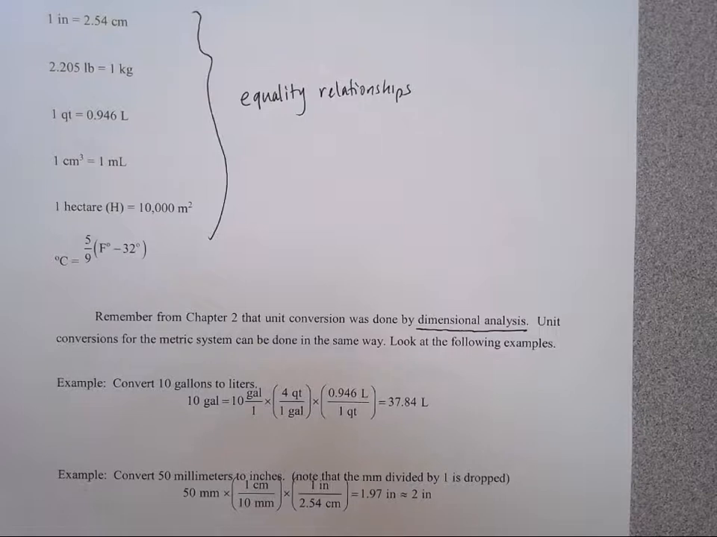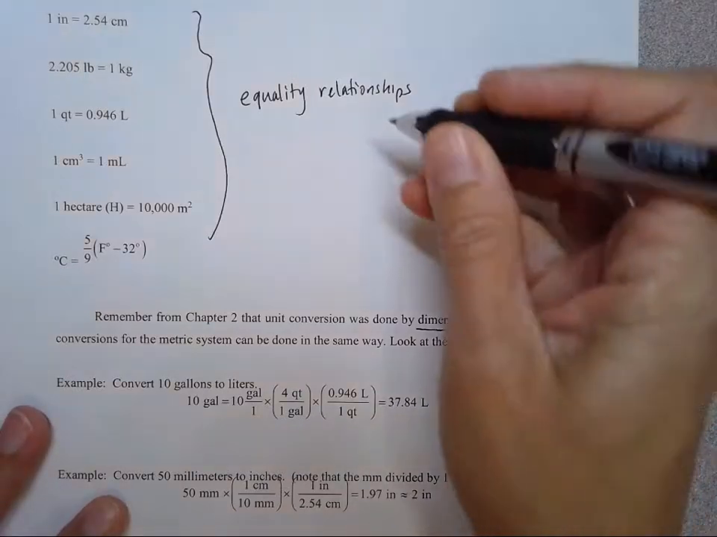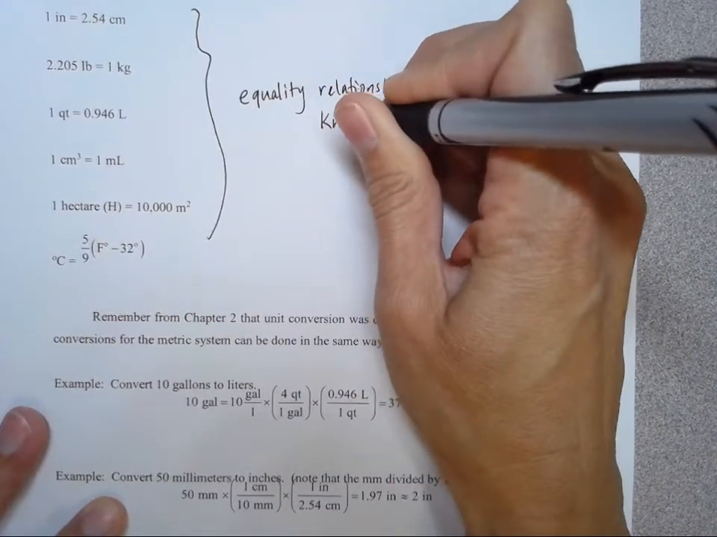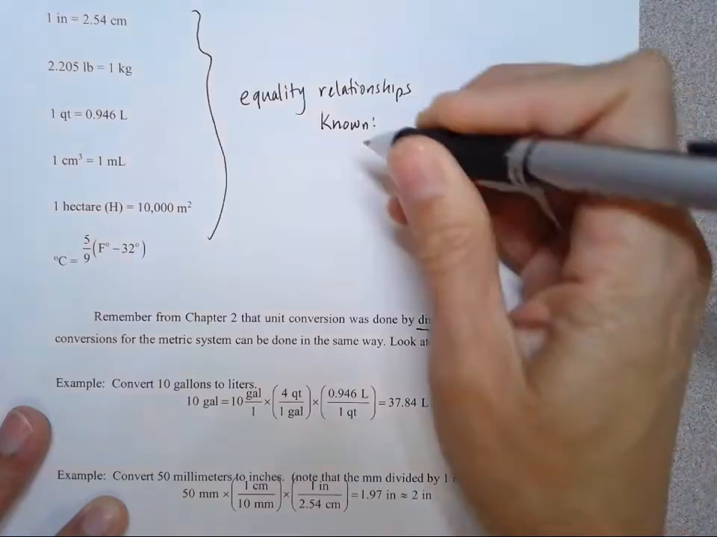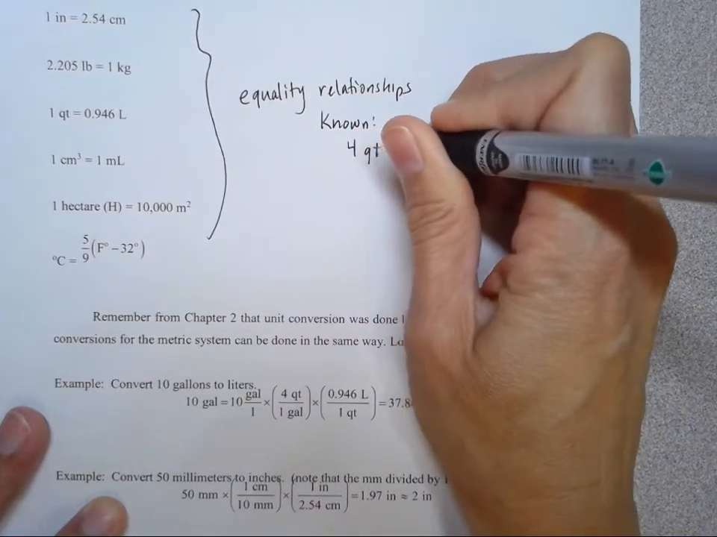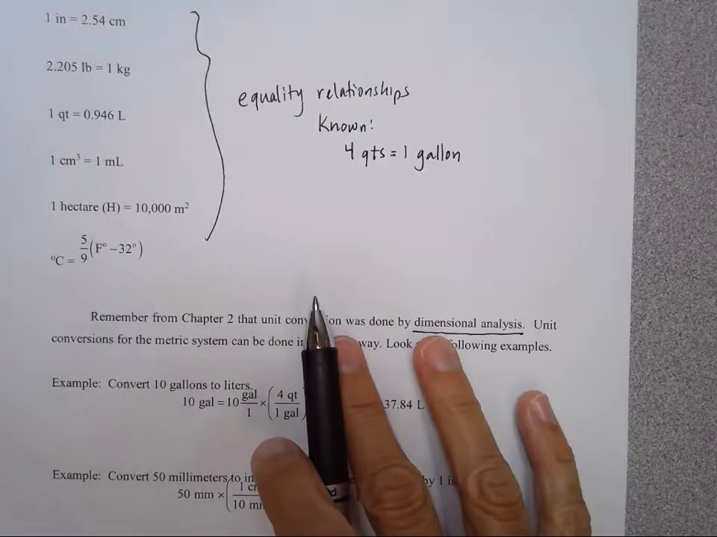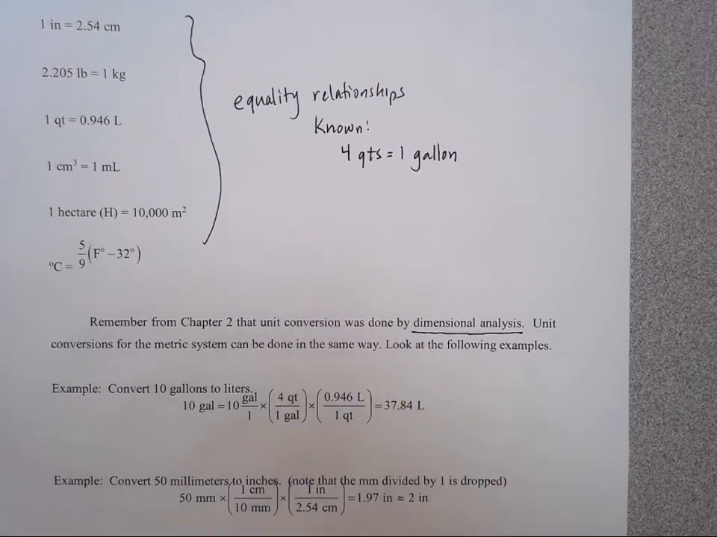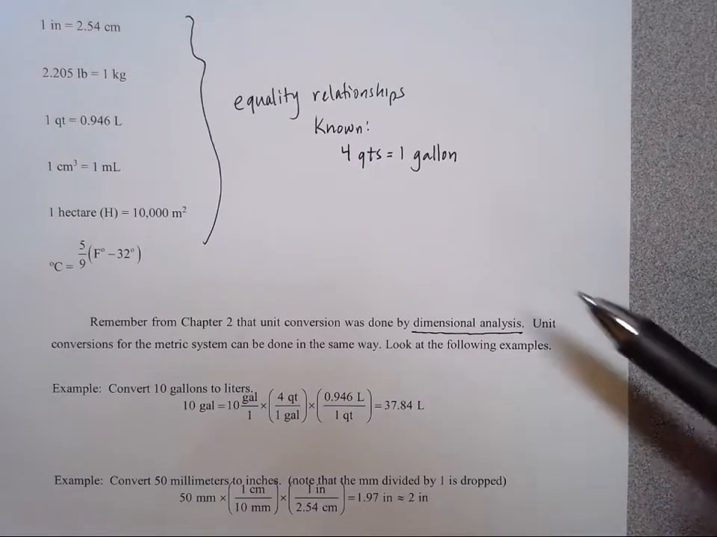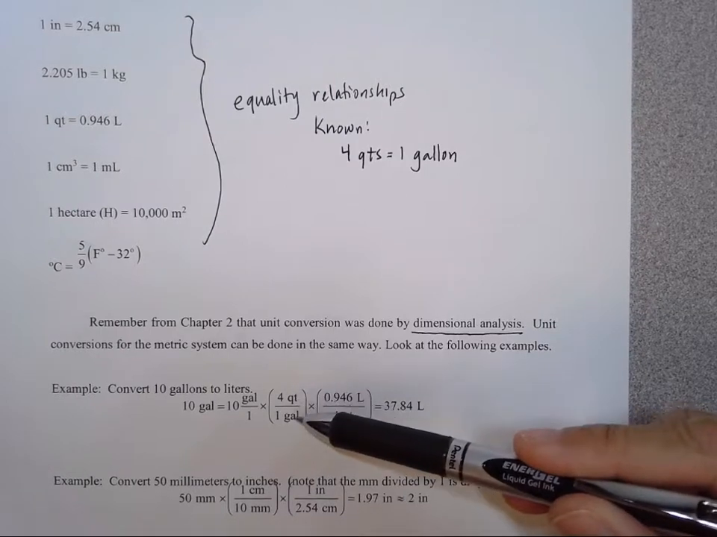Well, we don't have a relationship that goes straight from gallons to liters. We do know some equality relationships. So we know that 4 quarts is equal to 1 gallon. That is something we had talked about before, so it's not on this list because we had discussed that previously, but that's another thing that we would know. So we have 4 quarts is 1 gallon.